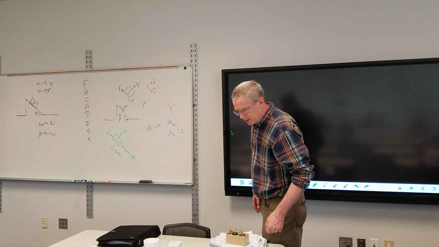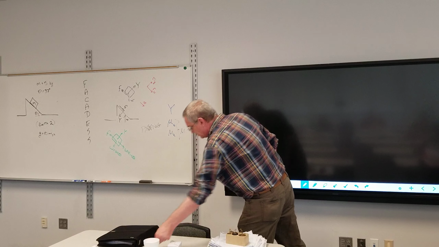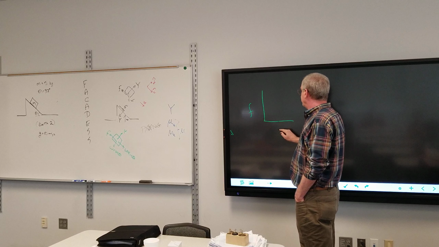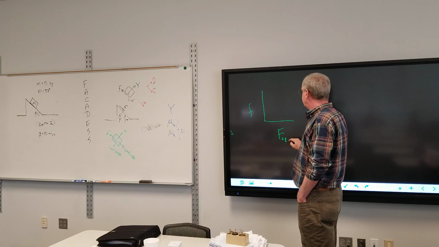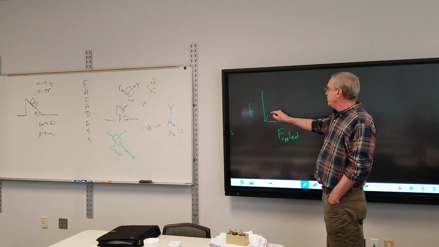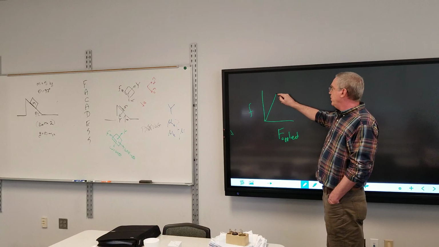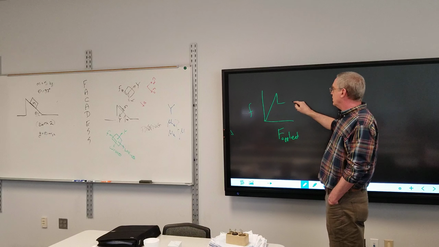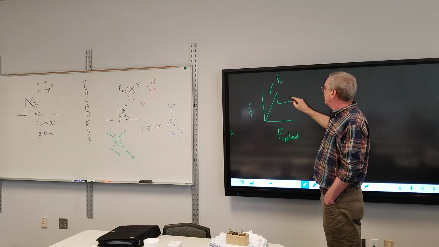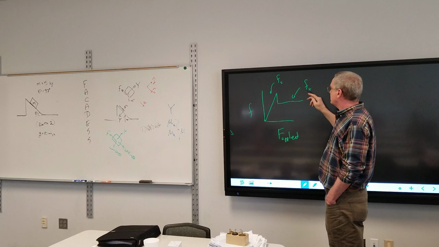So if I plotted it, friction versus applied force, the friction is going to build and build and build until I hit a breaking point, at which point it suddenly lets loose and we have kinetic friction. So this is static friction and this is kinetic friction.